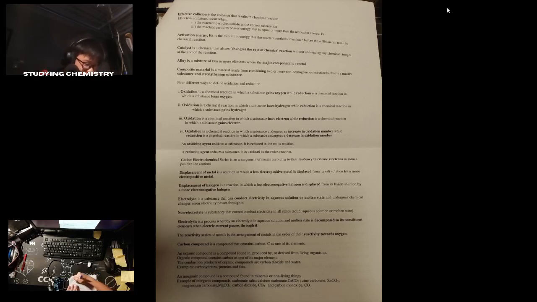Activation energy, Ea, is the minimum energy that the reactant particles must have before the collision can result in a chemical reaction. Catalyst is a chemical that changes the rate of chemical reaction without undergoing any chemical changes at the end of the reaction. Alloy is a mixture of two or more elements where the major component is a metal. Composite material is material made from combining two or more non-homogeneous substances, that is a matrix substance and a strengthening substance.